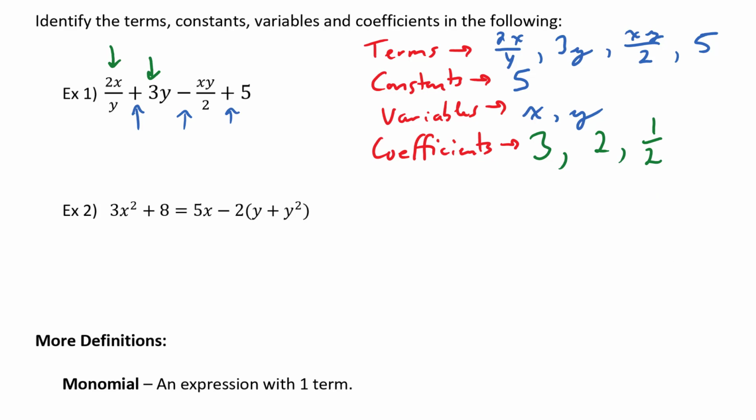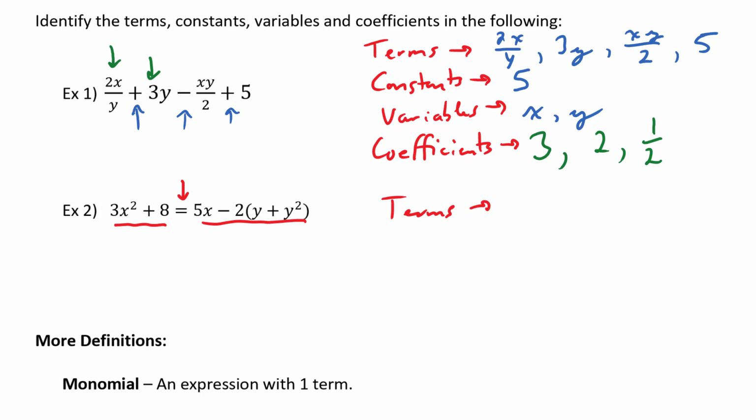Let's look at example 2. Notice this is not an expression. This is an equation. Why? Because I have 2 expressions equal to each other. This is an equation. What are my terms here?